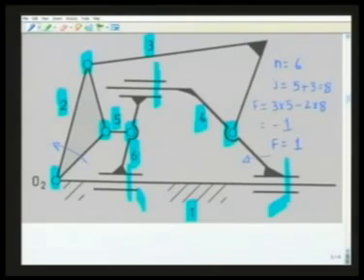Thus, j, which we counted previously as 8, is actually 7, because kinematically one of these 3 prismatic pairs is redundant. So I can remove this as a redundant pair and make j equal to 7, which will give me F equal to 15 minus 2 into 7, 14, which is 1.